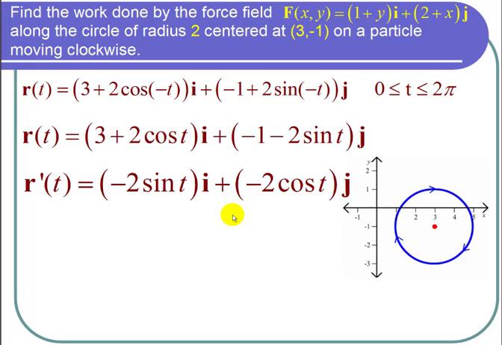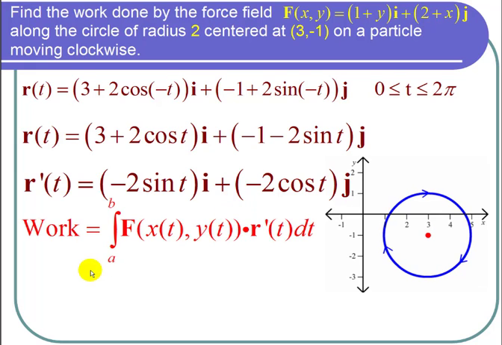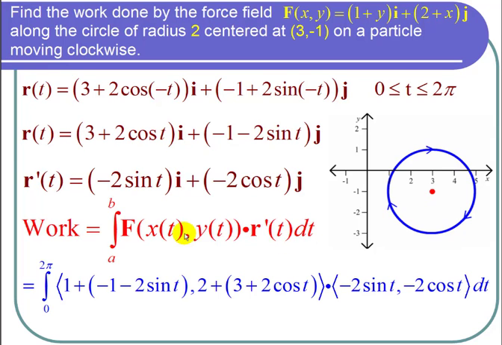So let's recall that the work done by a particle against a force field F is defined by the integral from a to b of F of x of t, y of t, dotted with r prime of t, dt. So now we substitute in. We have our F is 1 plus y i, and y is negative 1 minus 2 sine of t. So we get 1 plus negative 1 minus 2 sine of t.